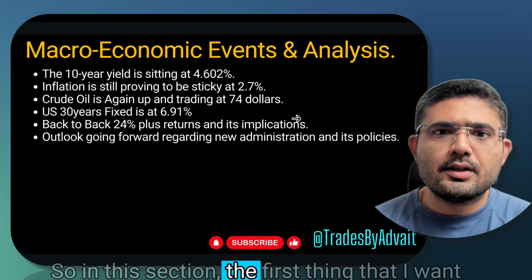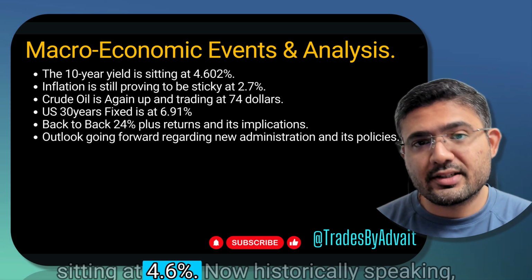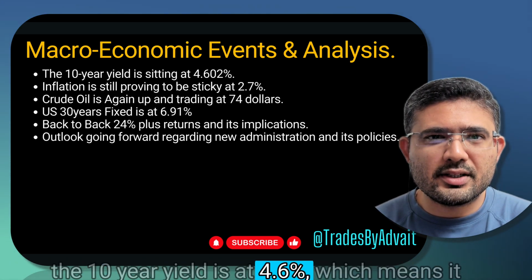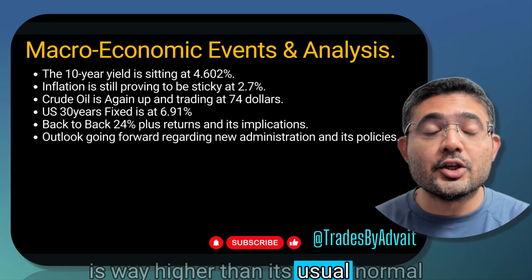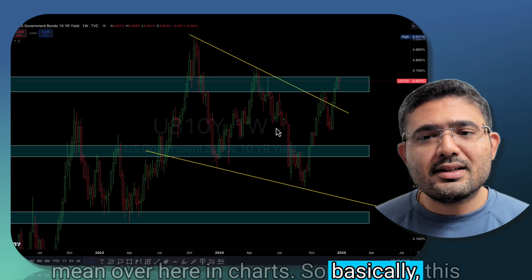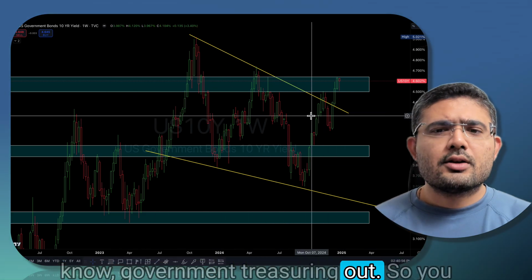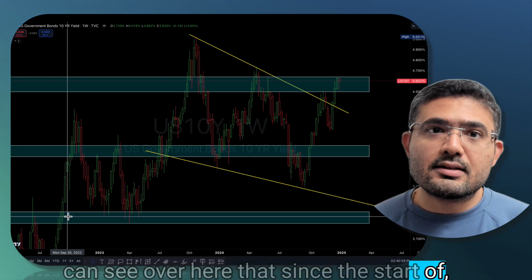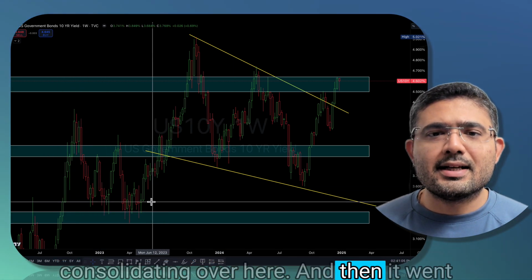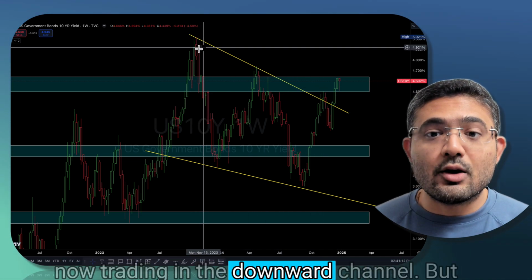In this section, the first thing that I want to discuss is the 10-year yield, which is sitting at 4.6%. Historically speaking, that is way higher than its usual average. Let me show you what I mean in the charts. This is the weekly chart of the 10-year government treasury note. Since the start of 2023 it was consolidating, then it went really high, around 5%, and right now it is trading in a downward channel.